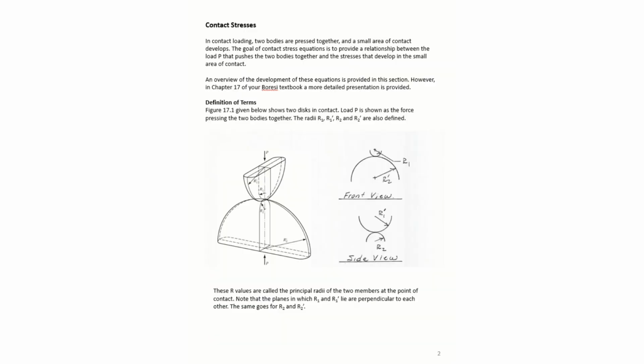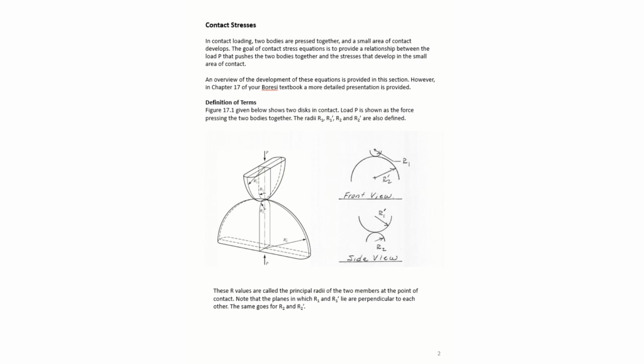In contact loading, what we're looking at is two bodies that are forced together, and they contact each other over a relatively small area. And what we want to do is develop an expression between the applied load P and the stresses that develop in that area. And we're going to follow chapter 17 of the Budynas textbook very closely here. He does a great job with this chapter, and so if you have questions or need more detail, certainly reference chapter 17 of your textbook.